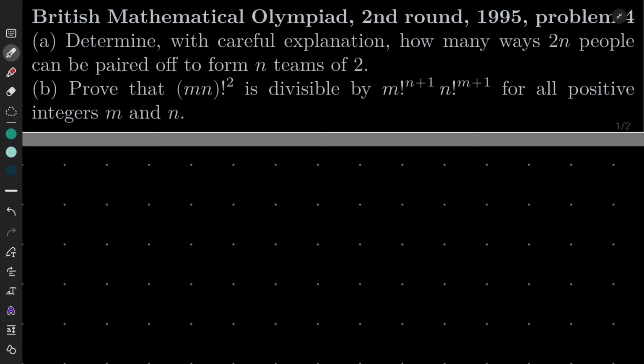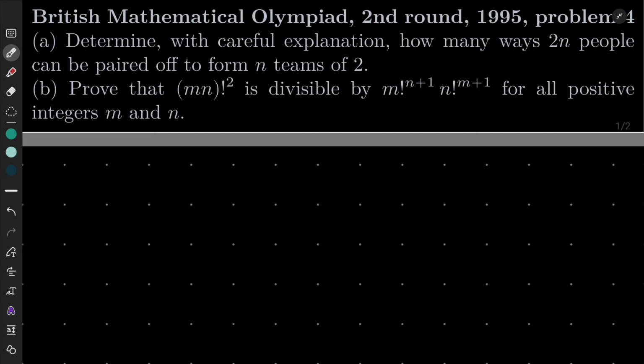Hello friends, in this video I'd like to solve the following problem from the British Mathematical Olympiad, second round, 1995, problem number 4. It has two parts. A. Determine, with careful explanation, how many ways 20 people can be paired off to form n teams of 2, and B. Prove that (mn)! squared is divisible by m! (n+1)! times (n!)^m for all positive integers m and n.